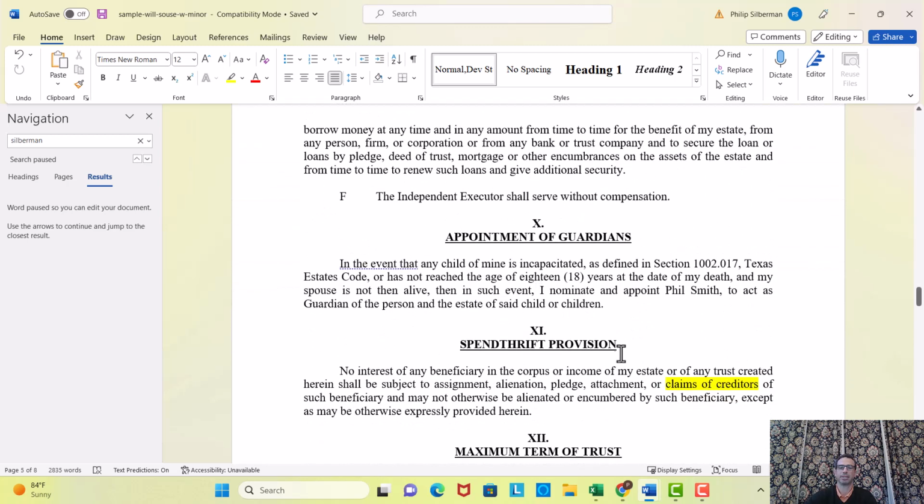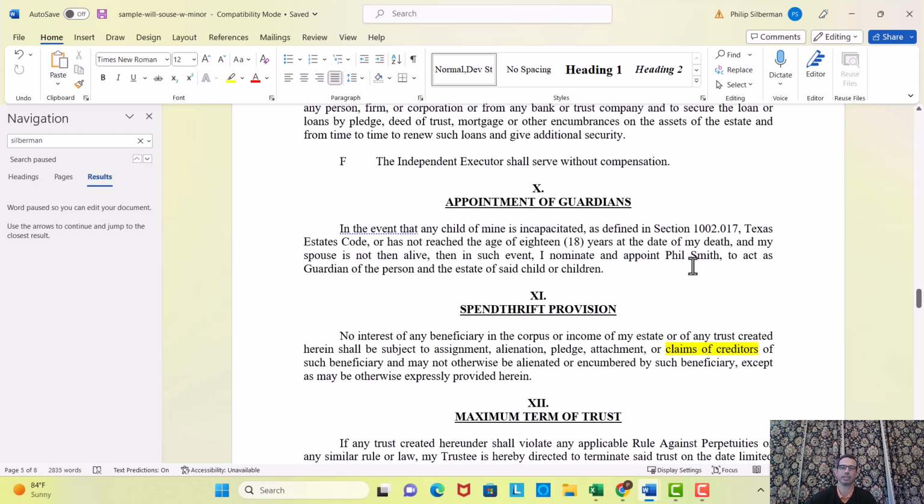And now again, this is a will that envisions where the husband had minor children. So this allows the husband to appoint a guardian in the event both the spouse again predeceases. In that case, you've got minor children, and you're going to appoint a guardian. In this one, it happened to be the same person that was appointed trustee, but it doesn't have to be.